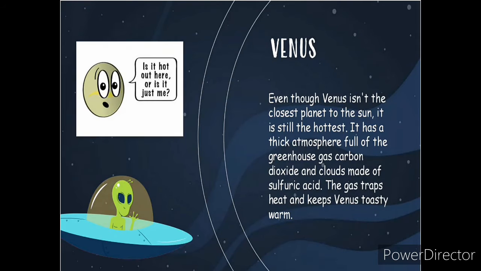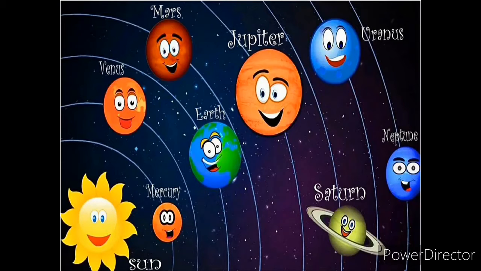Okay, next we come to Venus. Now what is it saying? Venus is saying it is very hot out here, or is it just me? It is telling you that it is very hot out here. It is also saying that it may be that I am the hottest. Even though Venus isn't the closest planet to the sun, as you can see in the picture, Mercury is the closest planet. Since it is not the closest planet, but still it is the hottest planet.